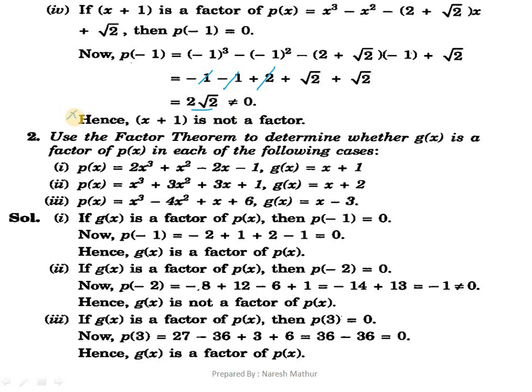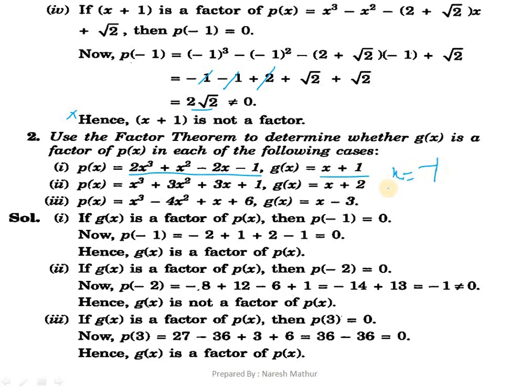Similarly, we have the second question also. We need to use the factor theorem to check whether g of x is a factor of p of x in each of the following cases. It's quite simple. We are given p of x as 2x cube plus x square minus 2x minus 1. We need to check whether x plus 1 is a factor of the given p of x or not. So if x plus 1 equals 0, so we'll take x equals what?